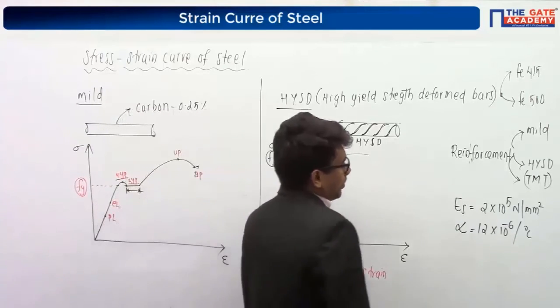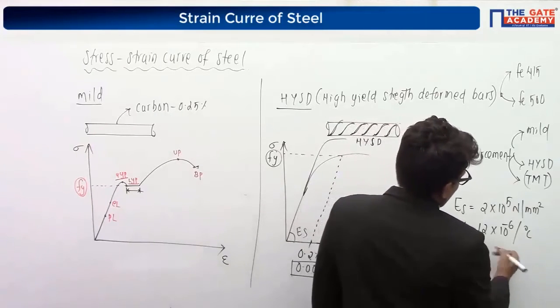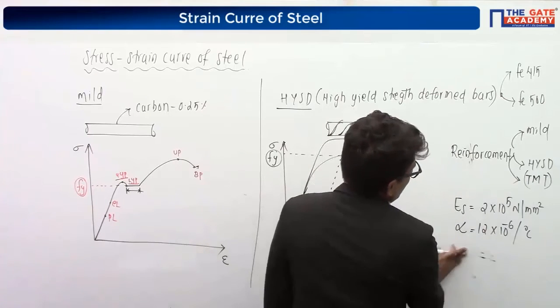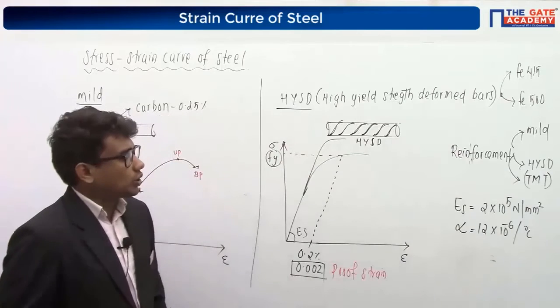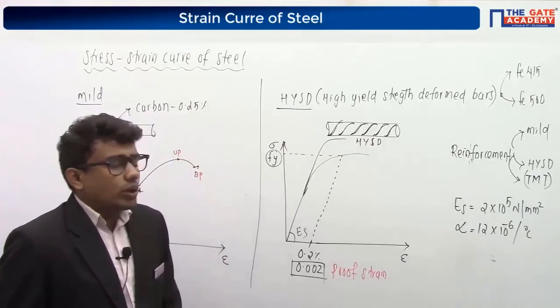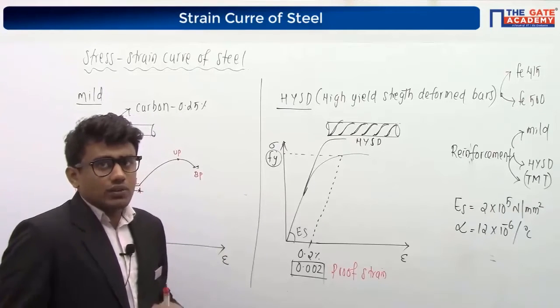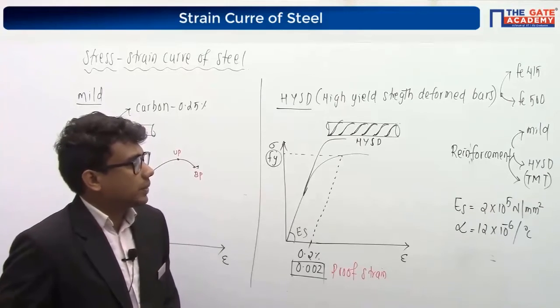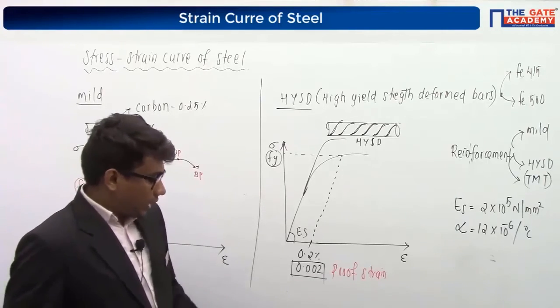And if you want to remember, the unit weight will be equal to 7850 kilogram per meter cube, but that is not required for us. You have to remember these two values. The Young's modulus of steel is equal to 2 into 10 power 5 Newton per mm square, and alpha, that is the coefficient of thermal expansion, is equal to 12 into 10 power minus 6 per degree Celsius. Right? And if you want, you can discuss further.